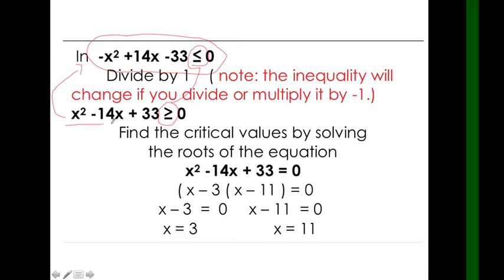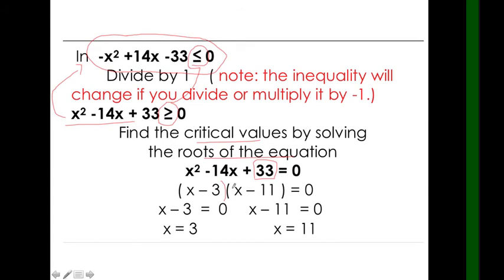And then from these, we can find out the critical values by solving the roots of the equation. So what will be the factors for x squared minus 14x plus 33? So think of a number, what are the factors of 33? And that is 11 and 3. The signs are negative, so they are both negative, because if you multiply both negatives, you will get a positive answer.